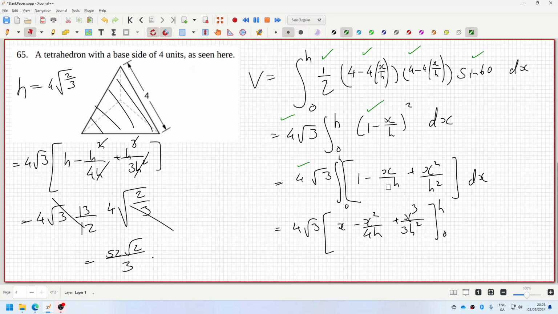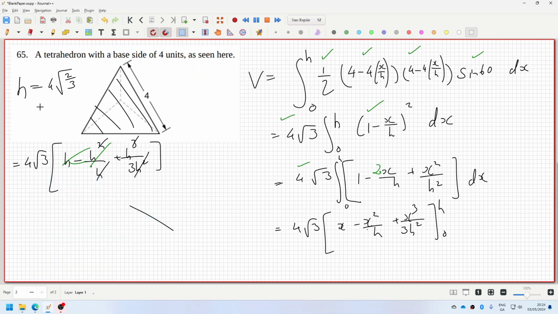Oh dear. I put the 2 in the wrong spot. The 2 is on the top. So it means when I increase the power, divide by the new power, the 2 is actually gone. So there's no 4 there. Okay. So in fact, they cancel out completely. So you're actually just left with 4 root 3 h over 3.